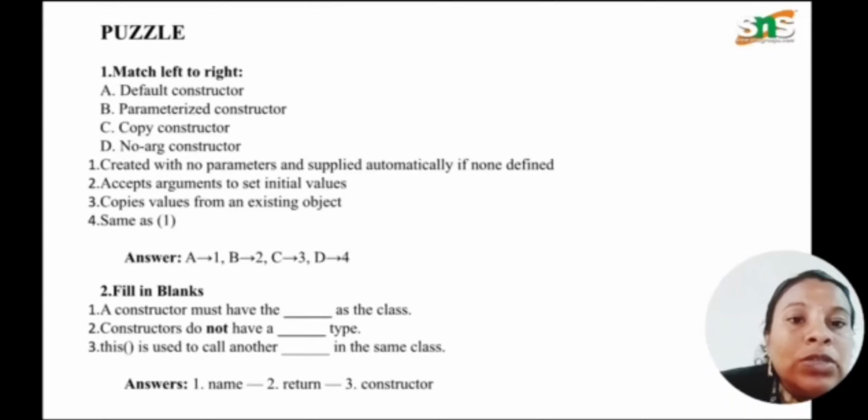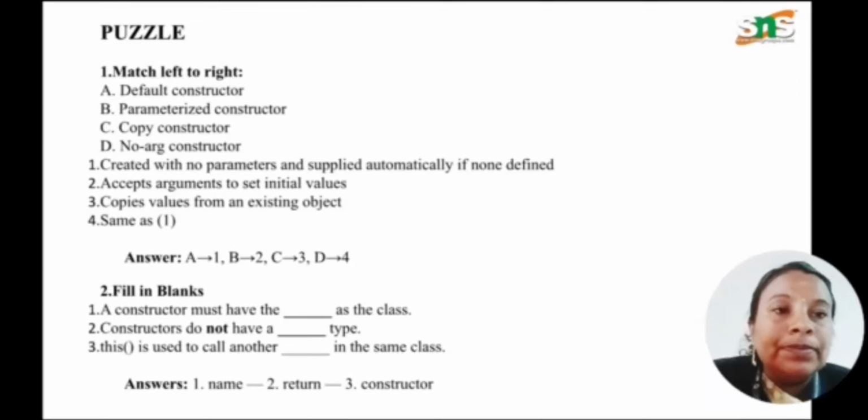This is used to call another dash in the same class. The this keyword is used particularly for calling another constructor in the same class. So the answer is constructor.